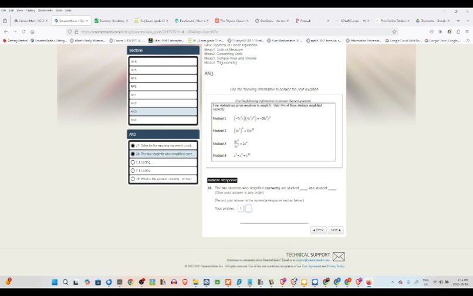Student 2 does as well. 3 to the 4 is 81. 7 times 4 is 28. Let's double check that we're not missing something.